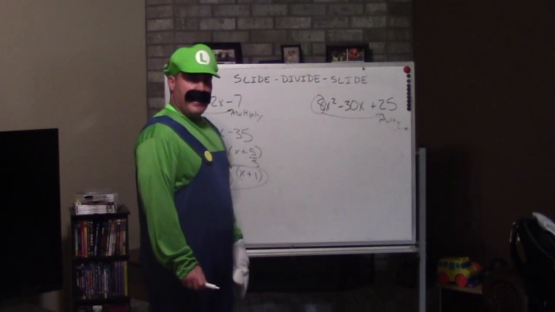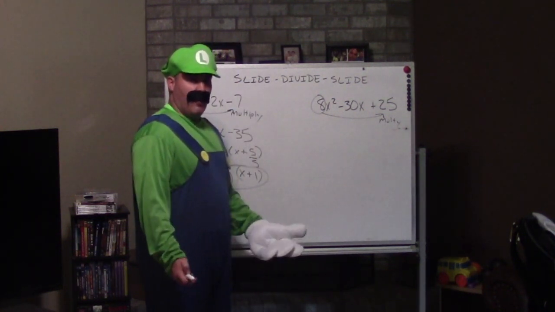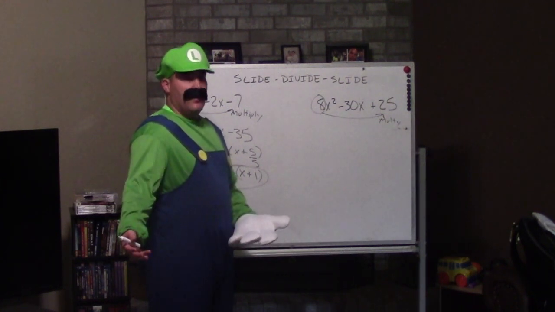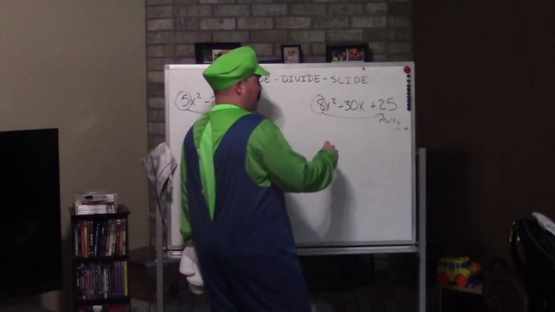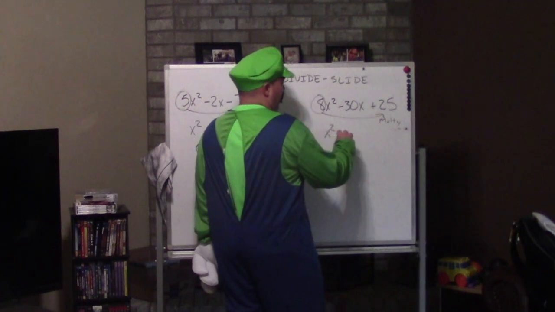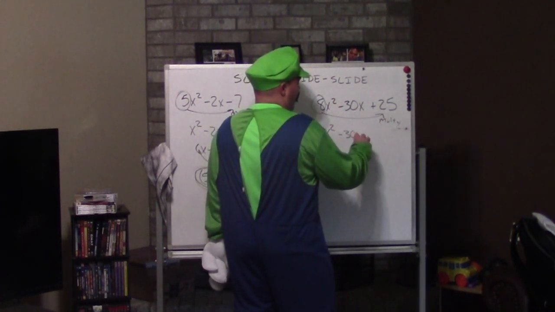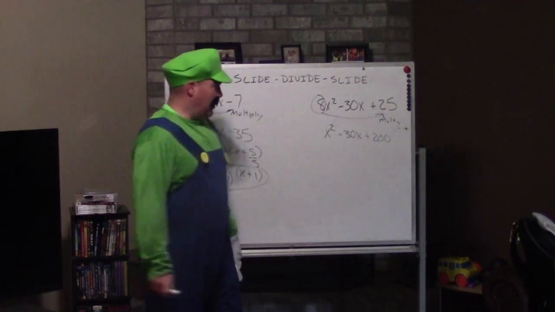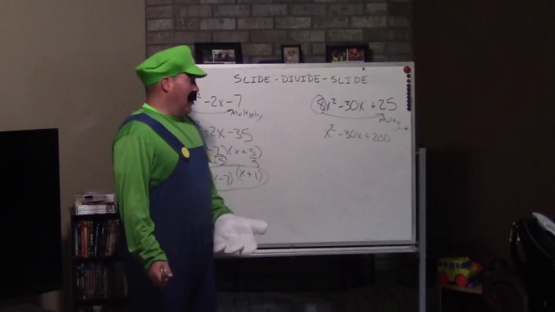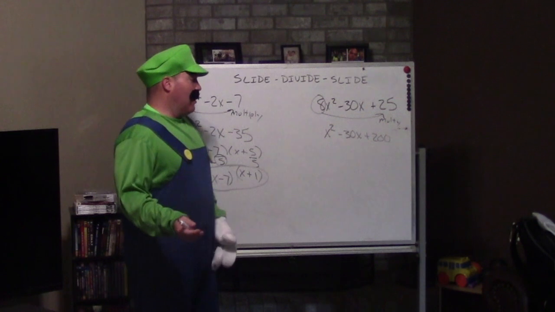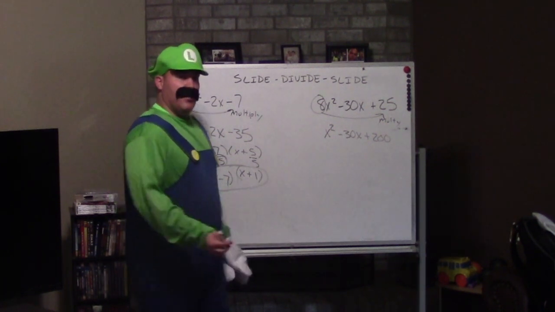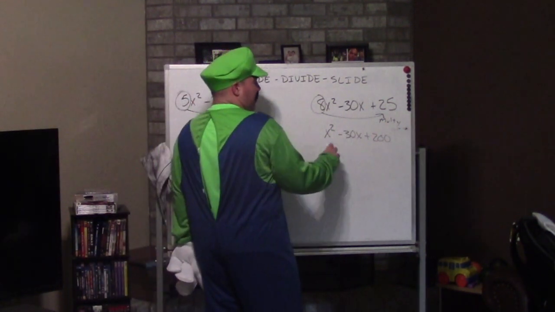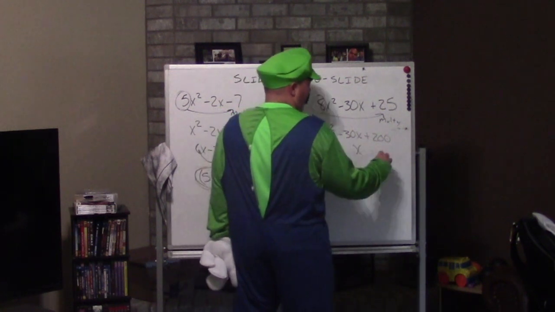If we don't, we get out a calculator. Just think about 8 quarters. If you have 8 quarters, you have $2. Okay, so $2 would be 200. So x squared minus 30x plus 200. Now, I've got to figure out what are the factors of 200 that are going to add up to negative 30. This is exactly what I did the other day.